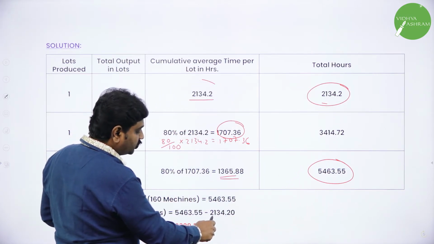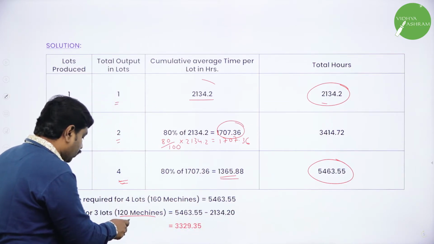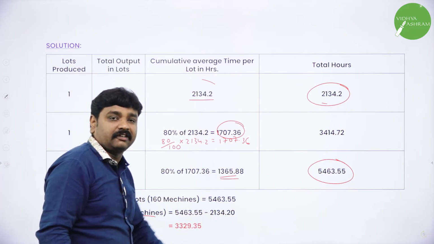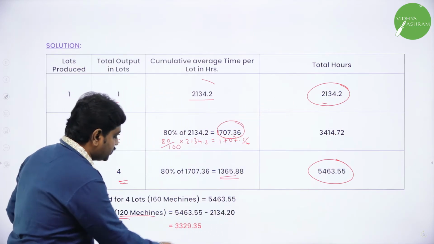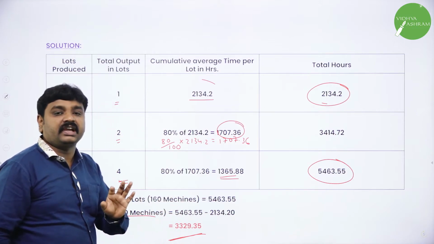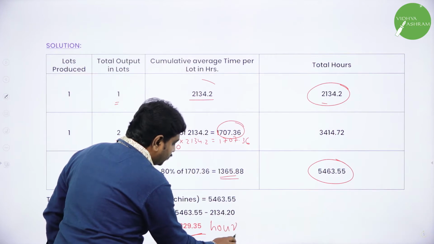5463.55 minus 2134.2. So I am repeating, if you want 3 lots, I want only for 120 machines. 120 machines means 3 lots. 3 lots means 4 lots time minus 1 lot time. 4 lots time is this, minus 1 lot time is this. Subtract, you will get this. What is the answer? 3329.35 hours. This is the time. They want only time.